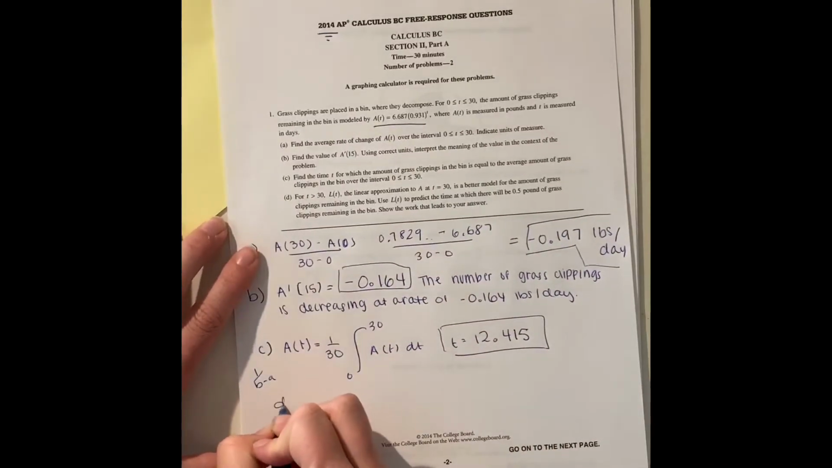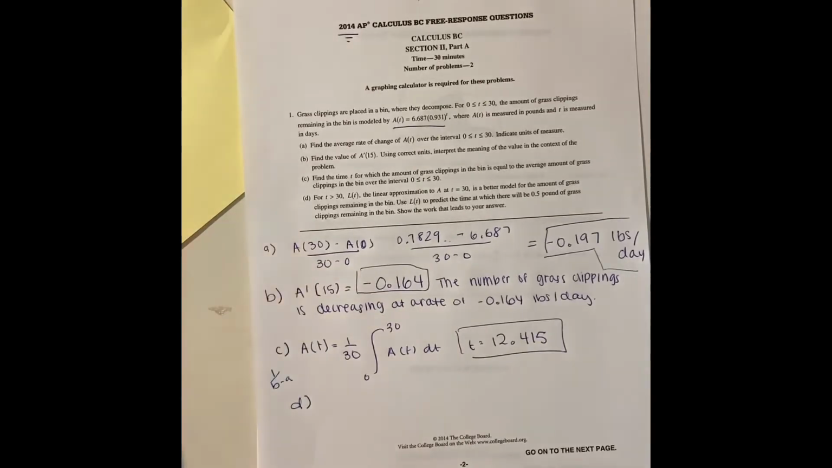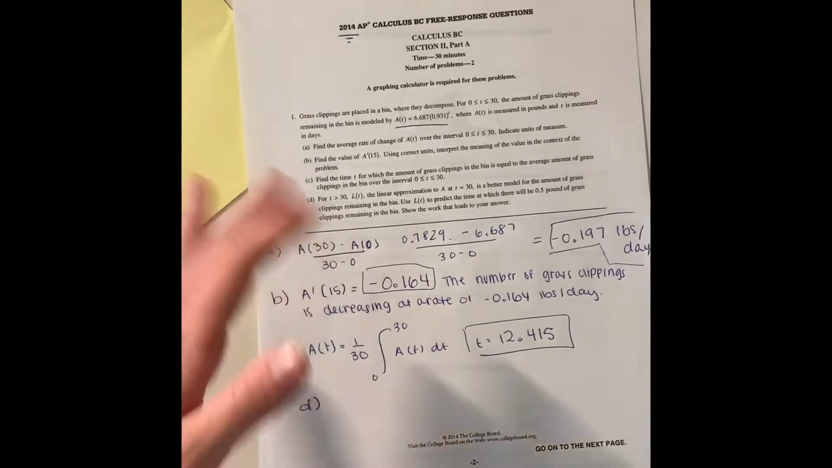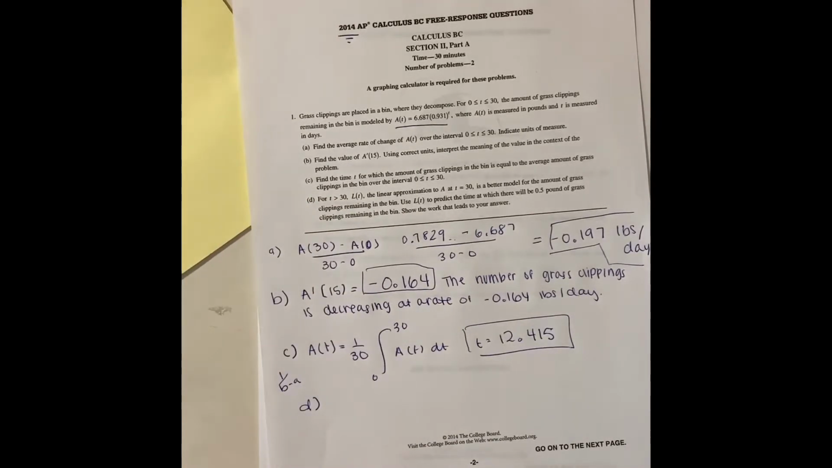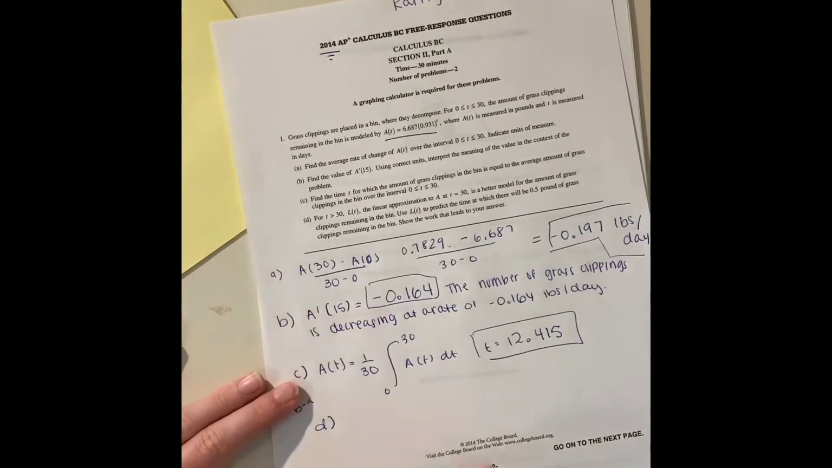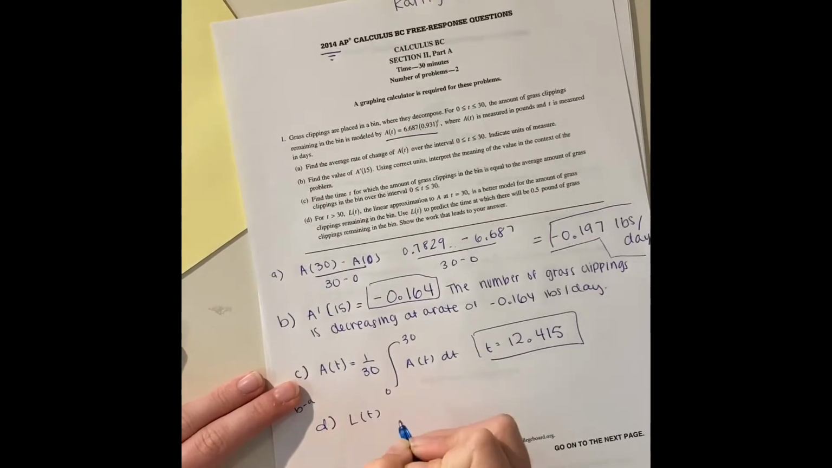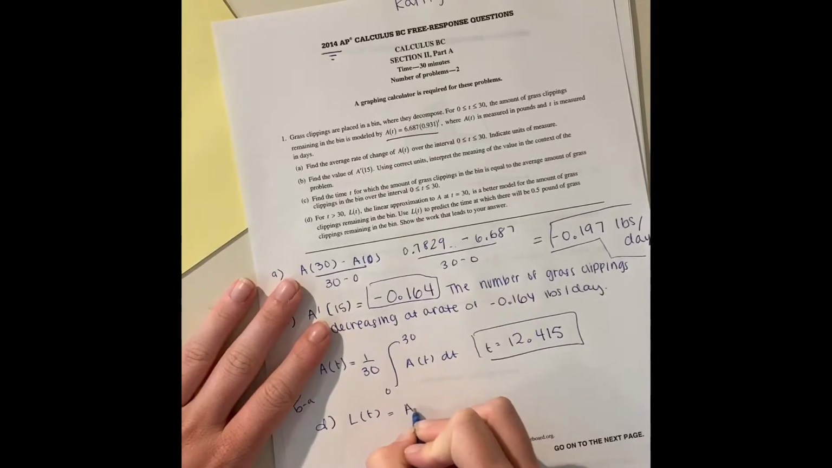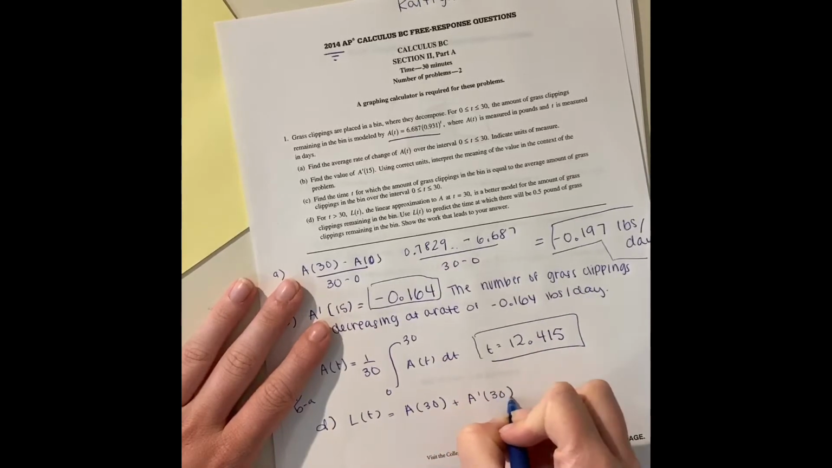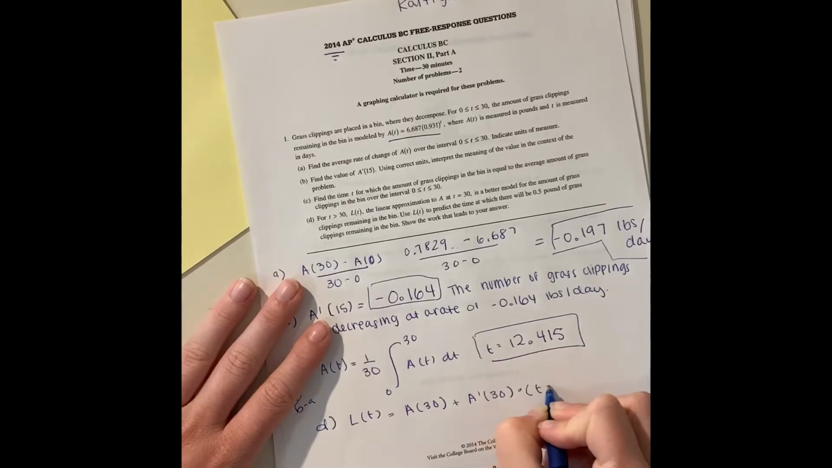And then finally for part D, we're finding the linear approximation to A at t equals 30, and we use 0.5 pounds remaining in the bin. So the expression to do that would be L of t equals A of 30 plus A prime of 30 times t minus 30.